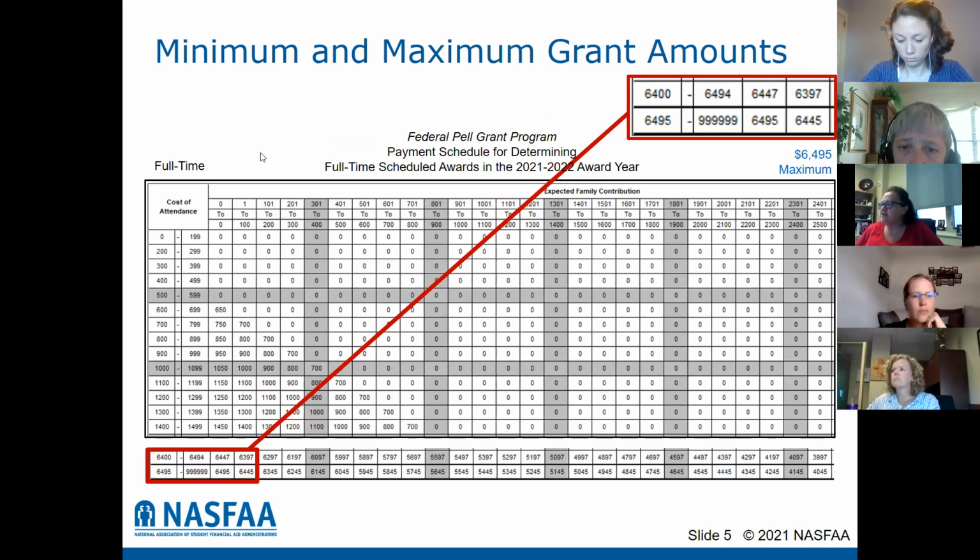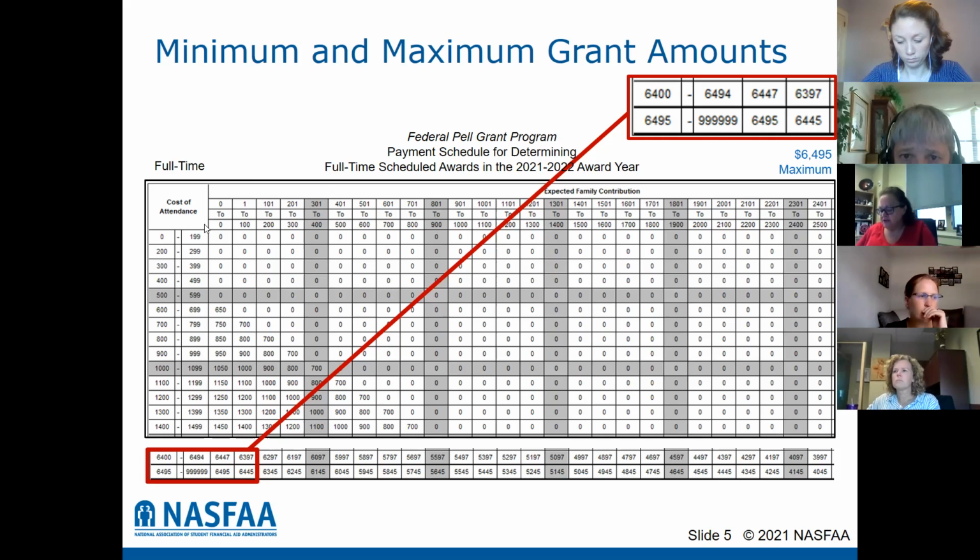The first thing you want to look at: the Pell charts are written for full-time, 3/4 time, half-time, and less than half-time. Make sure you're looking at the right chart. If you're programming them into a system, make sure whoever is programming is programming them into the correct system as well.